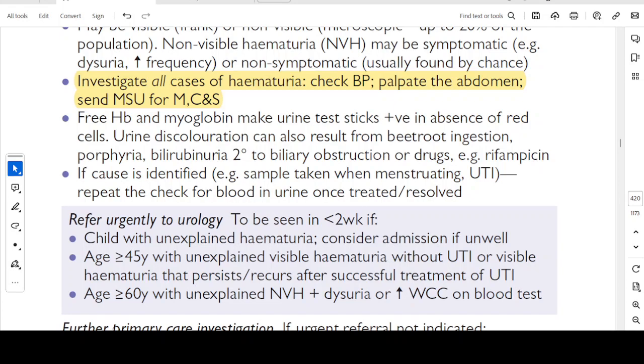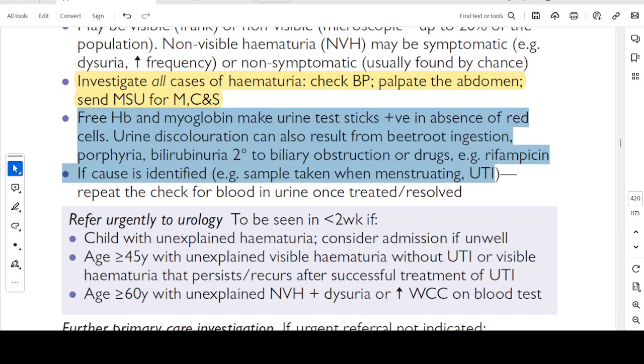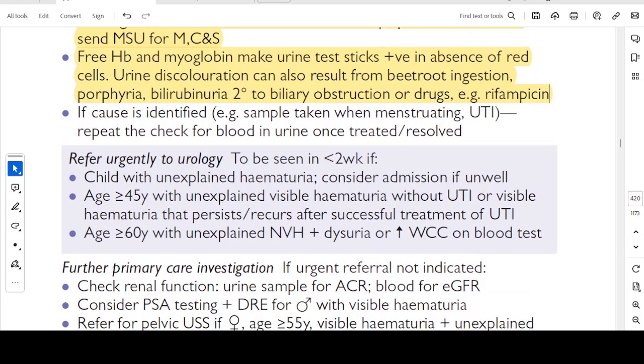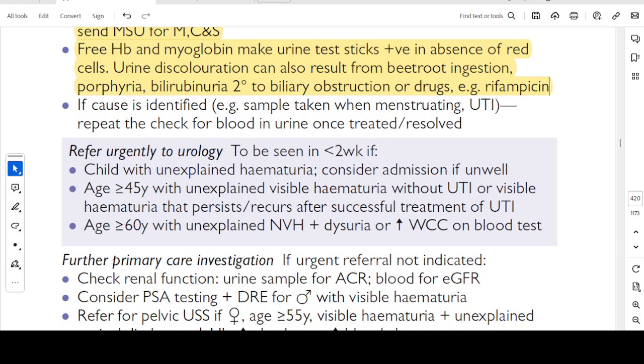For example, rifampin. If a cause is identified, such as a sample taken when menstruating, or UTI, repeat or check for blood in urine once treated or resolved. So whenever there is hematuria, you have to repeat the sample for blood in urine after the UTI is treated or resolved.